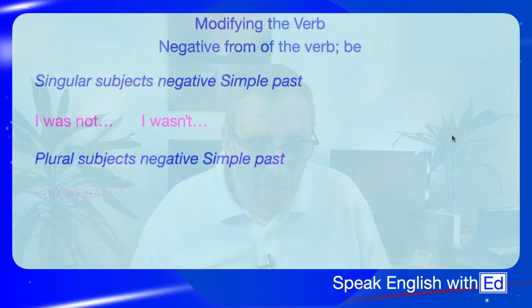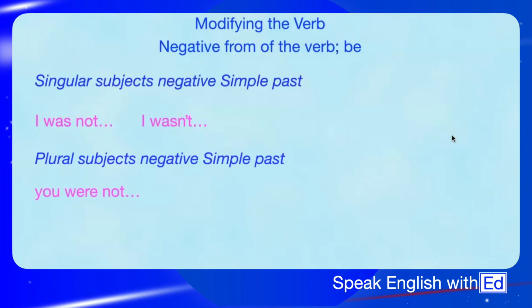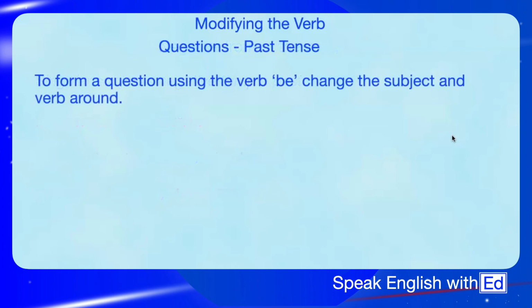Now, when you talk about plurals, we say you were not. And again, this will contract down into you weren't. So you can say I wasn't. I wasn't there. He wasn't there. You weren't there. We weren't there. So you can use the contractions or the full form of was not and were not. It's up to you. Entirely up to you.